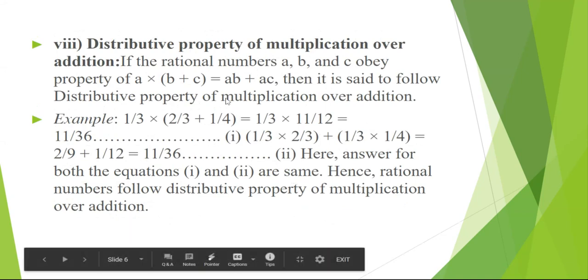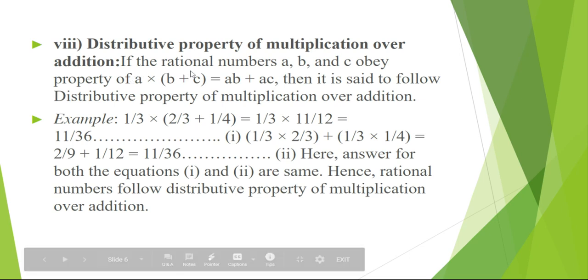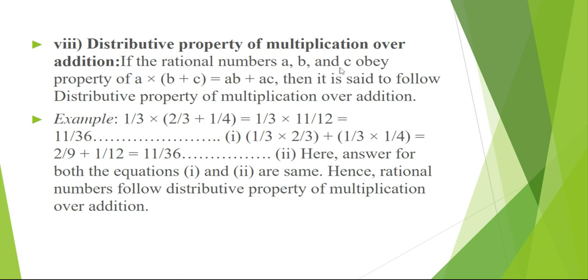Next, we'll come to the distributive property of multiplication over addition. If the rational numbers a, b, and c obey the property of distributivity, that is, a into (b plus c), the answer will be a into b plus a into c. It is said to follow distributivity, or the distributive property of multiplication over addition.